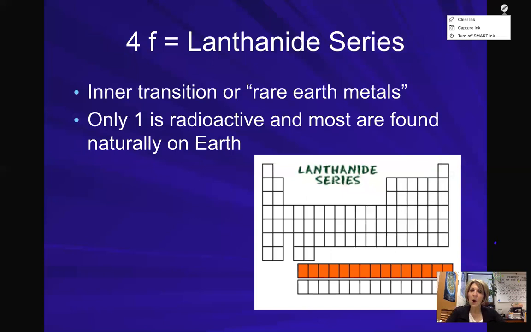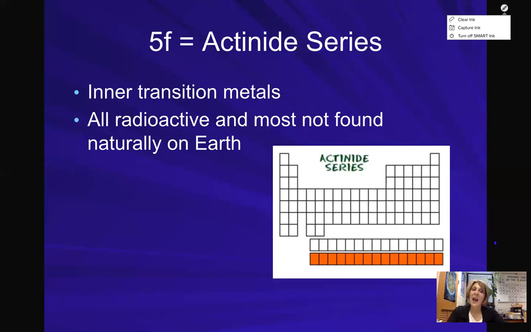So the first row of the F block we call the lanthanide series. We have a special name for them. Sometimes we call them the inner transition metals, or the rare earth metals. Only one of them is radioactive, and most of them are found naturally on the Earth. The actinide series are the 5F. They are all, again, inner transition metals, and all of them are radioactive, and most of them are not found naturally on Earth, with the exception of a few, notably uranium.